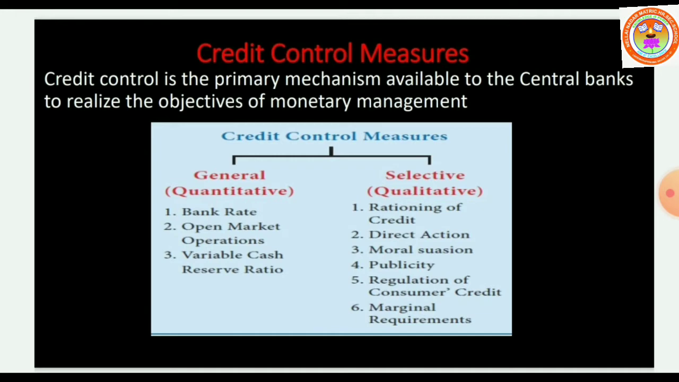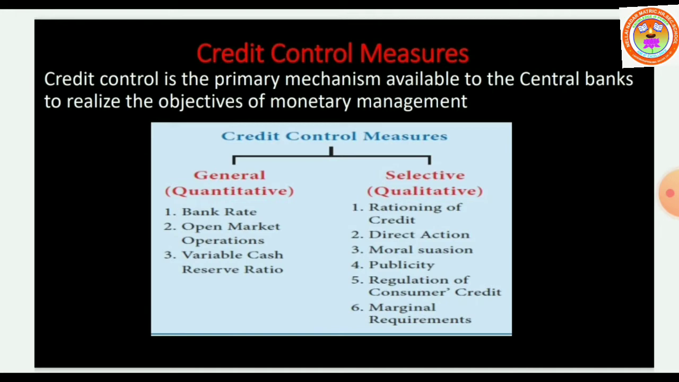Qualitative credit control methods are used to control and regulate the flow of credit into particular industries or businesses depending on the economic priorities set by the government.